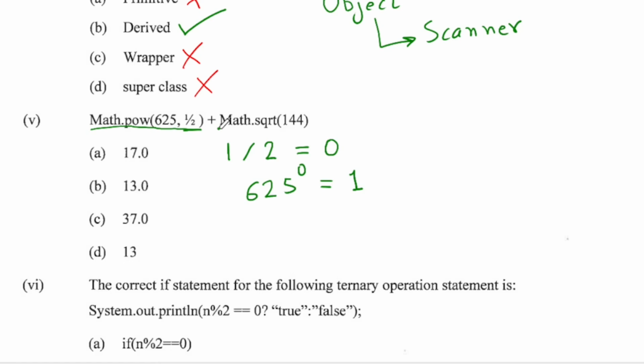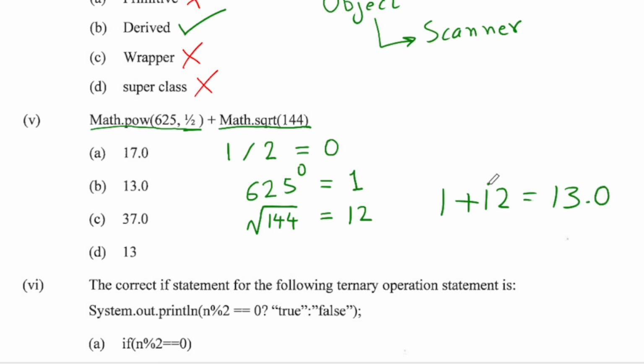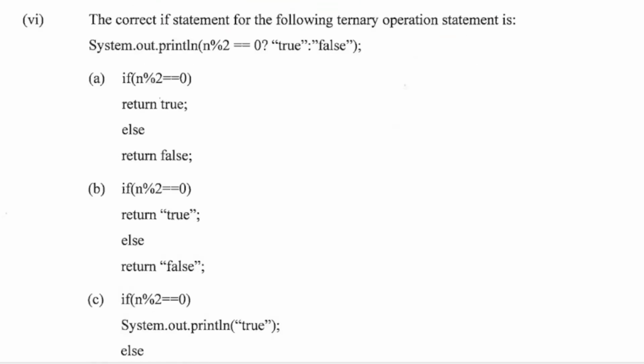And then the second part of this expression is Math.sqrt(144), which means we are finding the square root of 144. The square root of 144 is 12, and hence the final answer is 1 plus 12, that is 13. Now, since both Math.pow and Math.sqrt are returning a double, this will be 13.0, and hence the correct answer is 13.0.